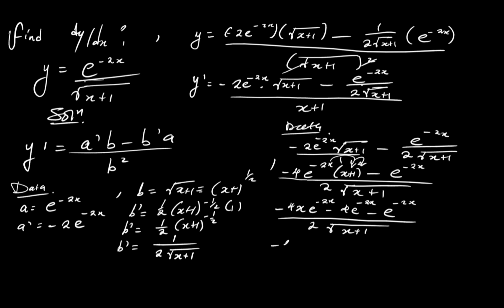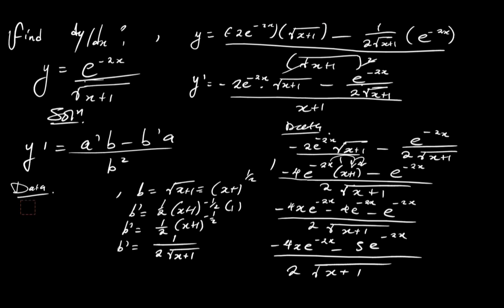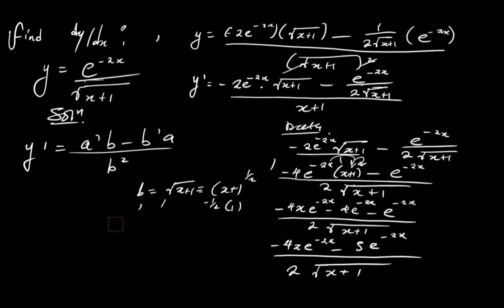Then this would be minus 4xe to the minus 2x. Then minus 4e to the minus 2x minus e to the minus 2x will give you minus 5e to the minus 2x over 2 root of x plus 1. Okay, since I've run out of space, I'm going to introduce my magic rubber. I'm going to erase everything on this side since we already have the data.